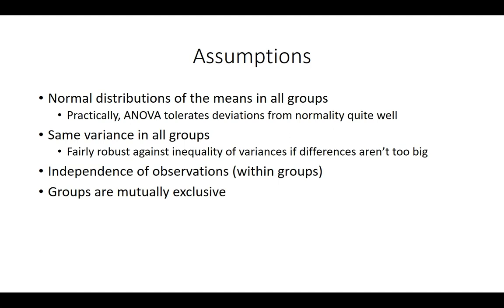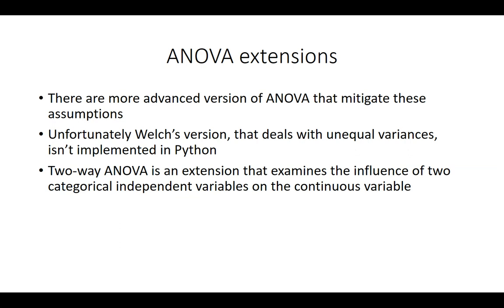And there is even a more sophisticated version of ANOVA which relaxes this assumption. We of course, like any test, assume independence of observations, which is crucial within groups. And like with the t-test and U-test and all the rest, we must have that the groups are mutually exclusive. And if that's not the case, we must make it so by defining the groups in a proper way. OK, and there are some extensions of ANOVA that mitigate some of these assumptions.